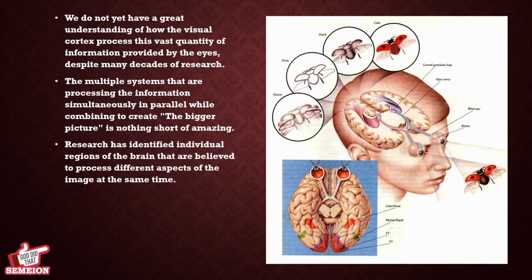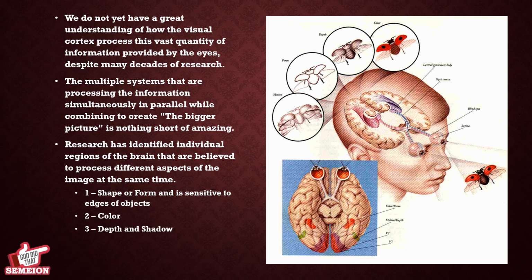Research has identified individual regions of the brain that are believed to process different aspects of the image at the same time. There's one area that processes shape or form and is sensitive to just the edges of objects. There's another area that processes color, another area that processes depth and shadow, and a fourth region that does movement and relative location, tracking, and spatial organization.